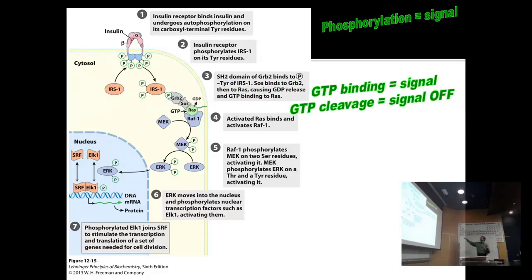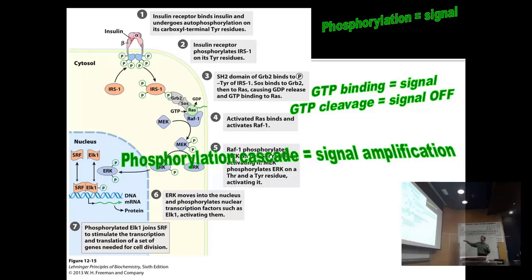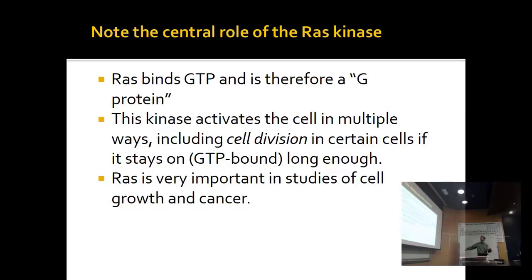GTP binding means you're sending a signal. GTP cleavage turns the signal off. And down at the bottom, you have more and more phosphate. Every level of kinase you have, each kinase can phosphorylate probably 10 different things as a minimum. So each time you reach a kinase level, you're multiplying your signal by 10. Two levels of kinase, 100-fold activation.